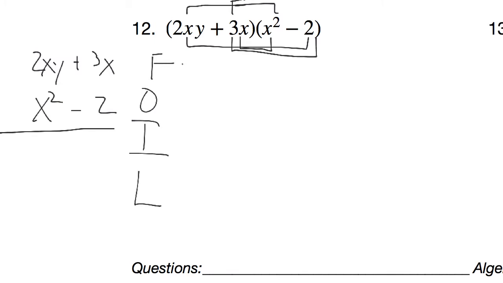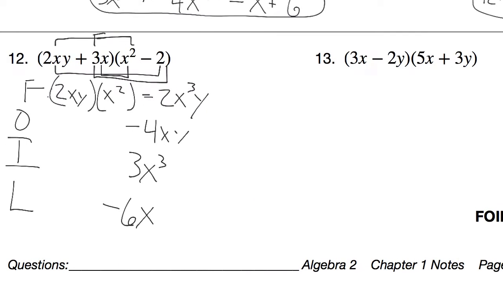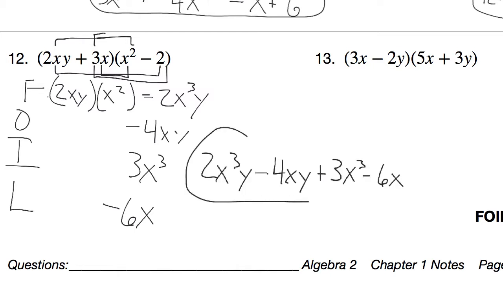So the first terms you could say are 2xy times x squared, which is just going to be 2x to the third y. Outside terms are 2xy times negative 2, which is negative 4xy. Inside terms, 3x times x squared is 3x cubed, and last terms 3x times negative 2 is negative 6x. If there's any like terms, you add them up, but if not, then you can say that you collect them, and then this is your answer: 2x cubed y minus 4xy plus 3x cubed minus 6. That's your answer.